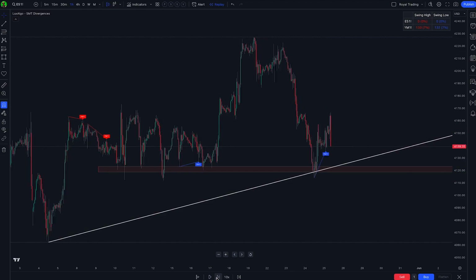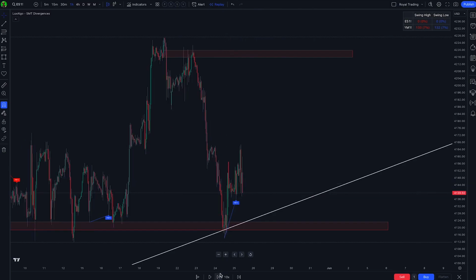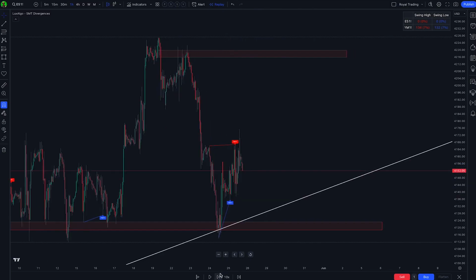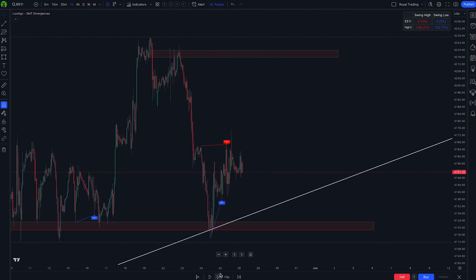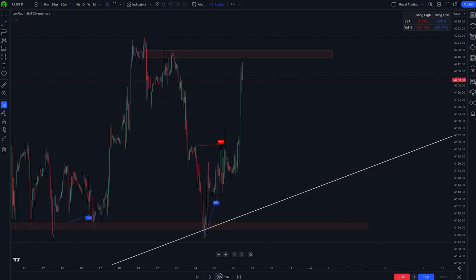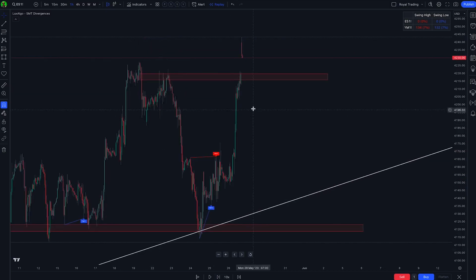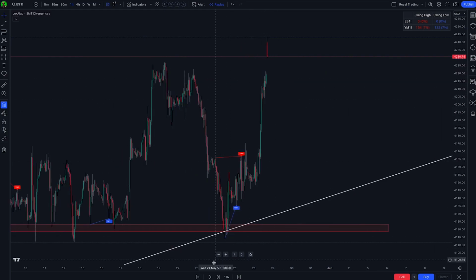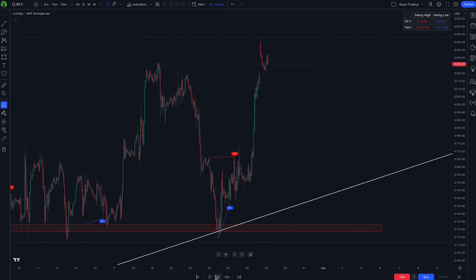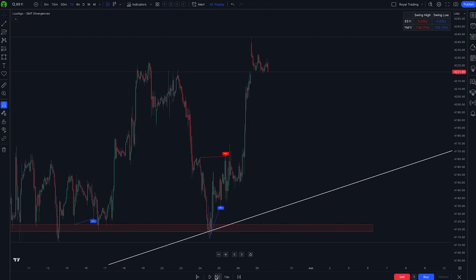So to wrap things up, the SMT Divergences indicator empowers you to apply the powerful concept of SMT in your trading analysis. By identifying swing points that occur at the same time and diverge between your chart symbol and external tickers, you can gain a deeper understanding of market dynamics and potential trend reversals. LuxAlgo continues to surprise us with these releases.